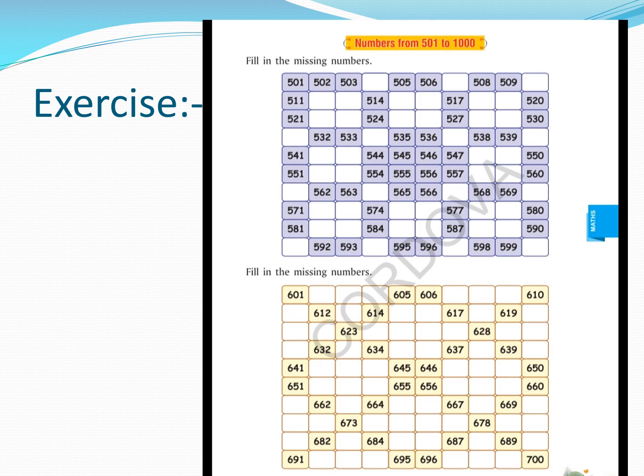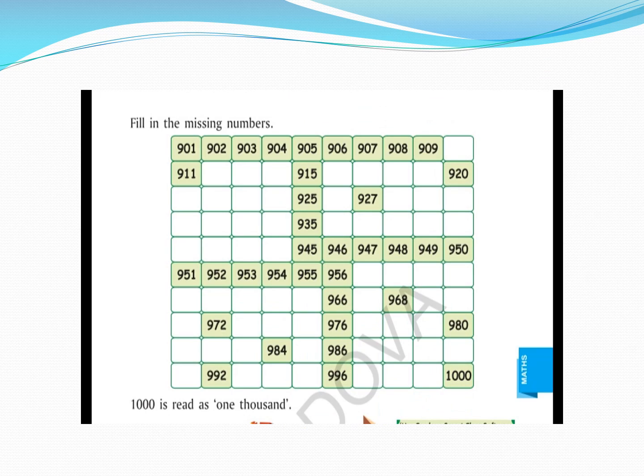You must have done your homework, that is, write numbers from 100 to 500. Here you will write the numbers from 500 to 1000 up till here. And here we have completed our chapter, that is numbers up to 1000. And next you can solve the exercise. Thank you.